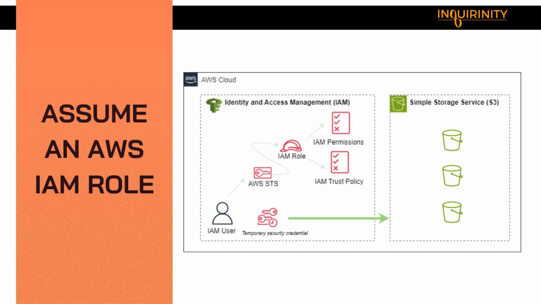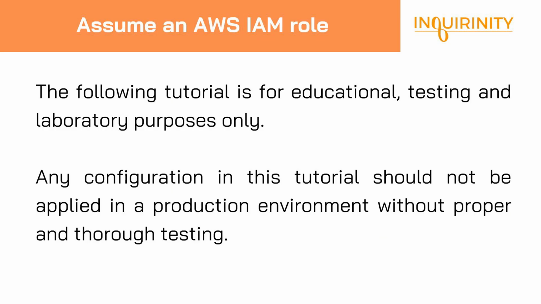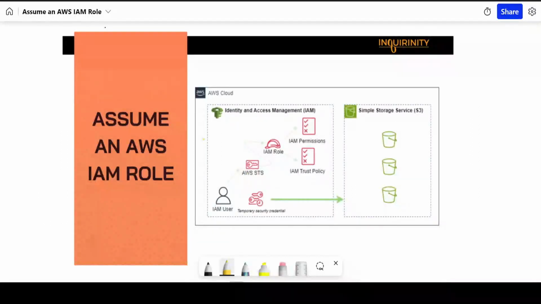Let's have some demonstration on how we can assume an AWS IAM role. For this demonstration, we will go to Identity and Access Management, or IAM. In the IAM console, we will create our sample user, and this IAM user will have no permissions assigned to it. After the creation of the user, we will then create the IAM role.